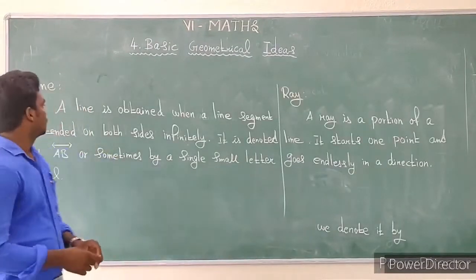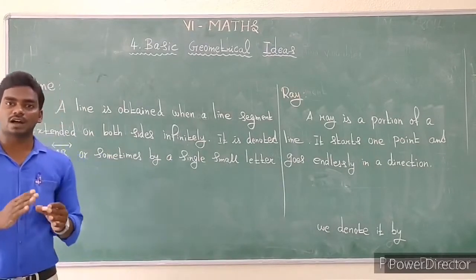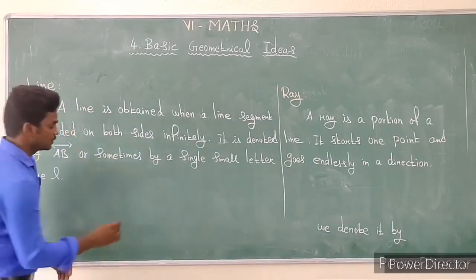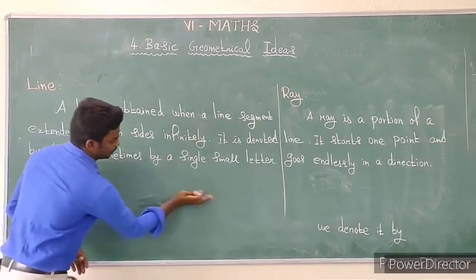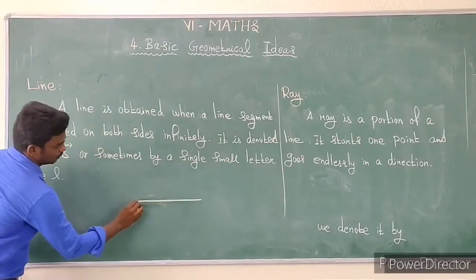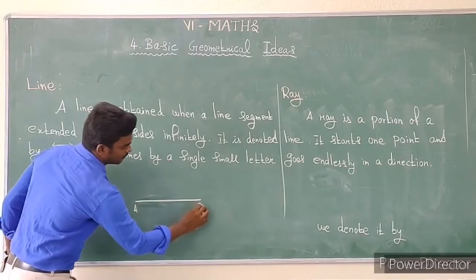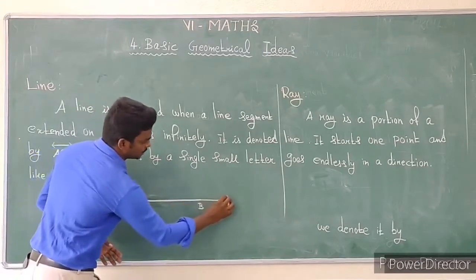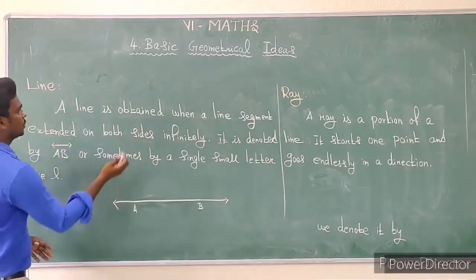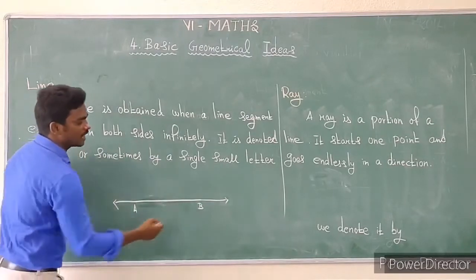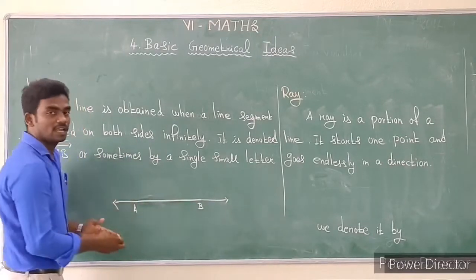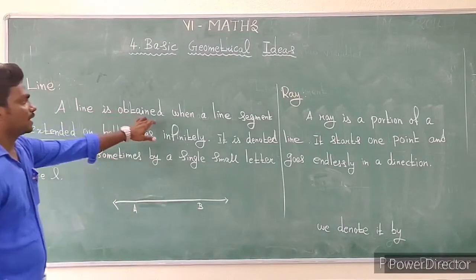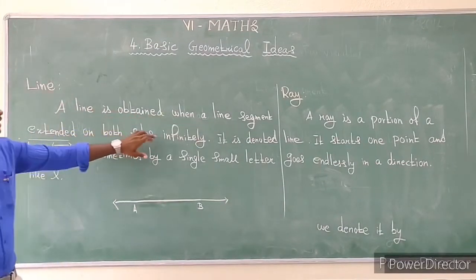Next one is line. You know what a line segment is: the shortest distance between two points. What is a line? We can choose this line segment AB. This line segment extends in both directions. When a line segment extends on both sides infinitely, it is called a line. A line is obtained when a line segment extends on both sides infinitely.